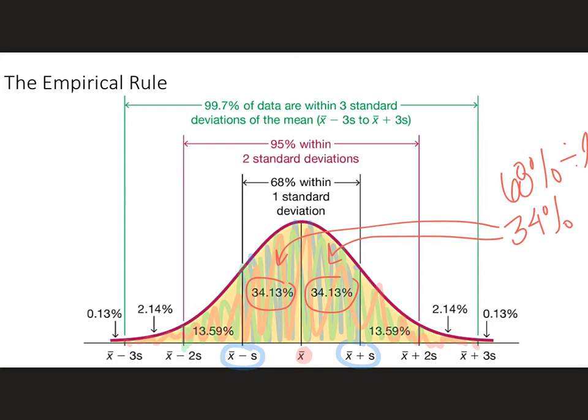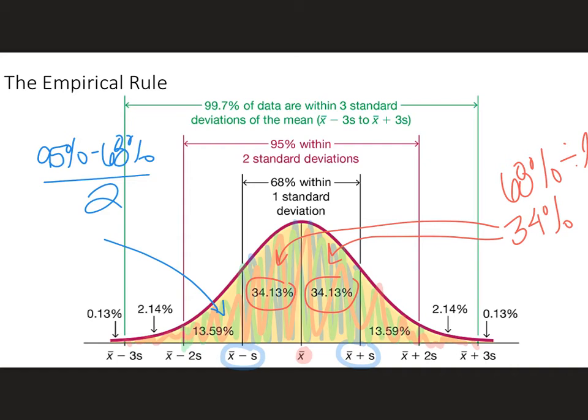So how do we get to that next value? Well, if it is 95% within 2 standard deviations, I'm looking at how I am getting this value, then I'm going to do 95% minus the 68% that's within 1 standard deviation, and then you're going to divide that by 2.